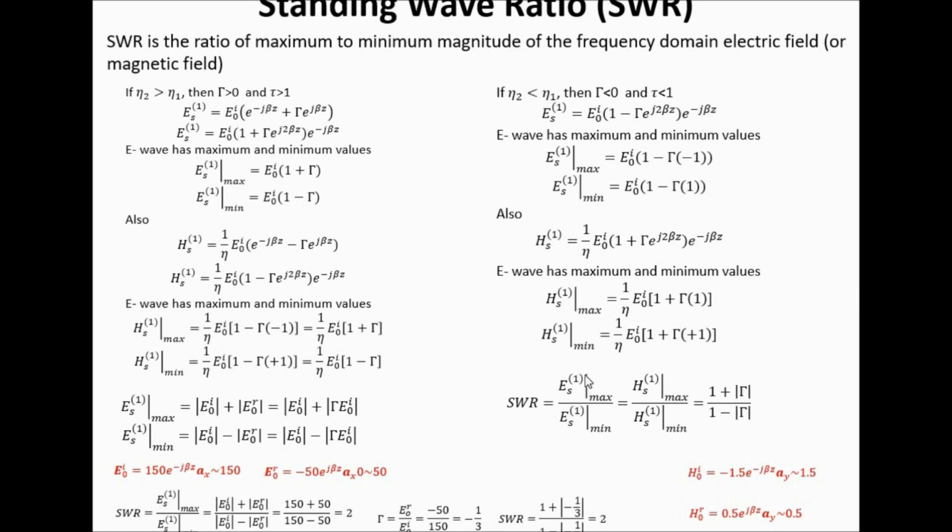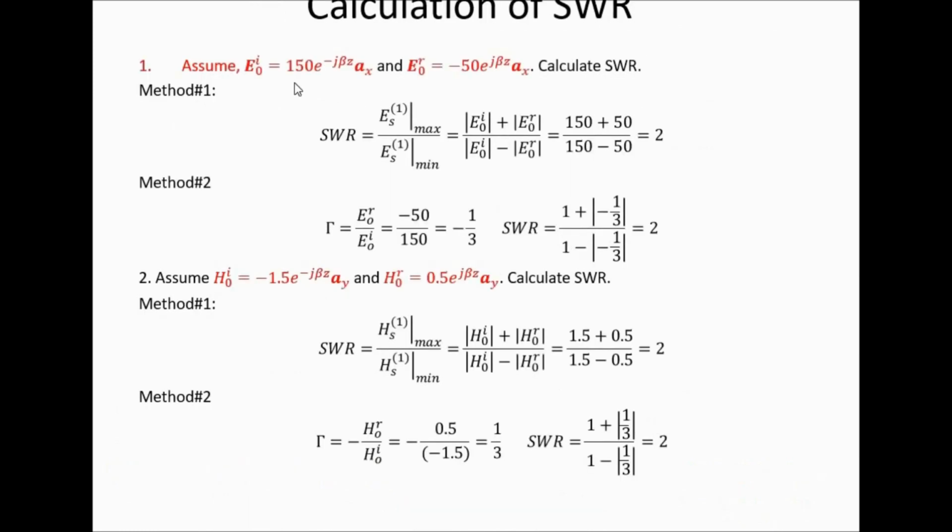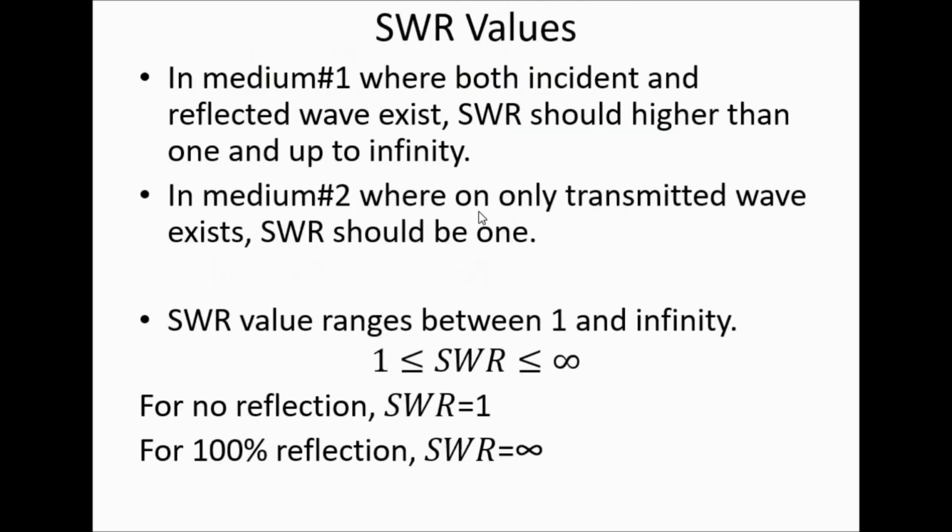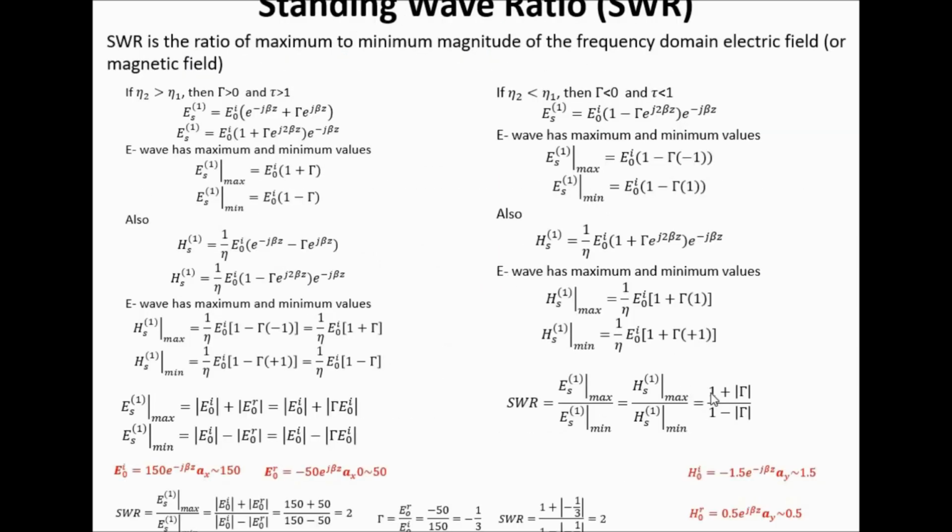So SWR is ES1 max over ES1 minimum, or HS1 max over HS1 minimum, or (1 plus gamma) over (1 minus gamma). This is the formula for finding the standing wave ratio. Now if you have an expression like 150 this, negative 50 this, as I showed before, this standing wave ratio will be 2, or you can find gamma equal to 1/3, and SWR is 1 plus gamma over 1 minus gamma. If you see the expression here, we got 1 plus the amplitude of gamma over 1 minus the amplitude of gamma. So this is the SWR formula.